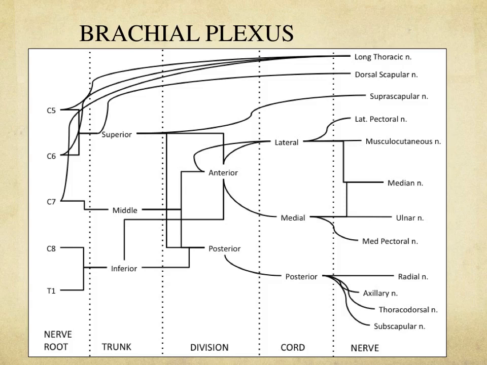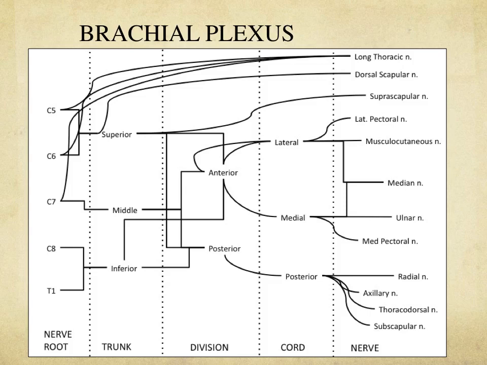The posterior division is going to form the posterior cord. This is going to be the cord that is closest to the subscapular fossa. The anterior division is going to break into 2 parts. We're going to have a lateral cord and then a medial cord.